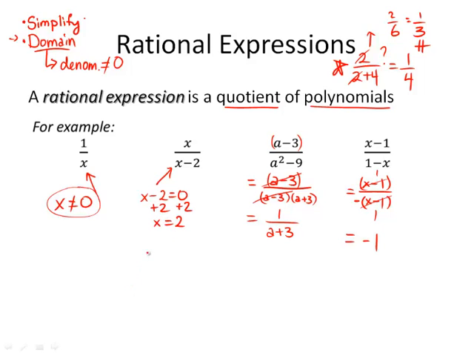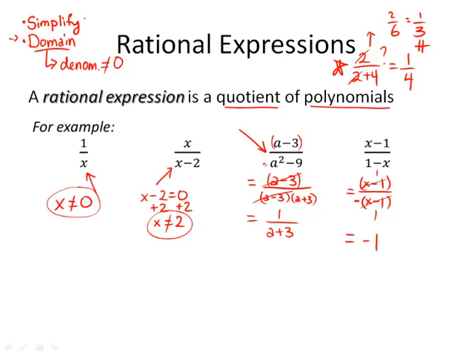So when x is 2, our denominator is 0. Therefore, x cannot be 2 for this rational expression. In the third example, it gets a little more complicated because we always want to take the restrictions from the original equation, not the final equation, because we've lost something that in the original would have caused a problem.